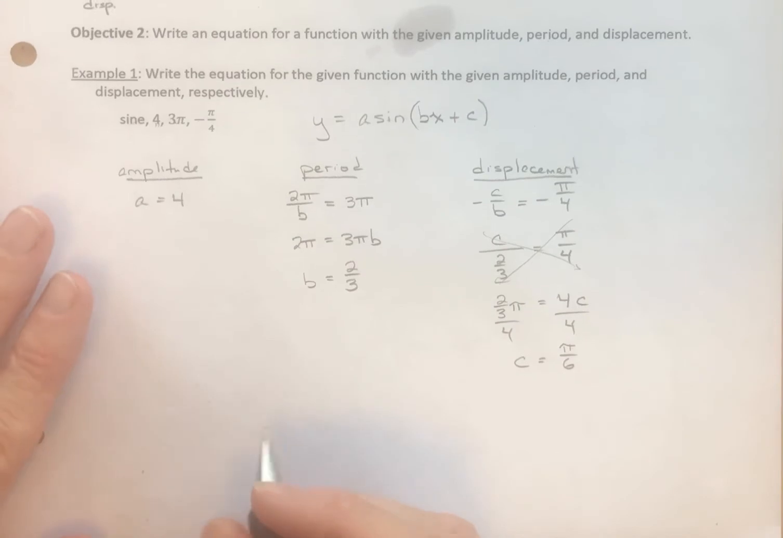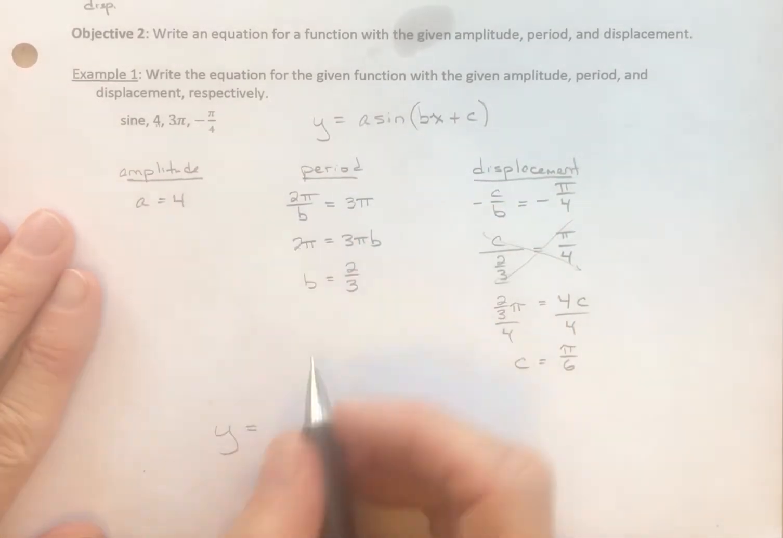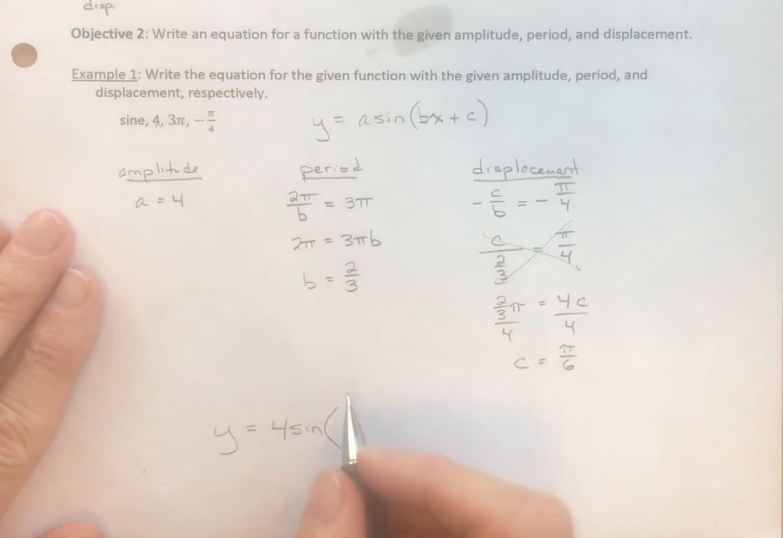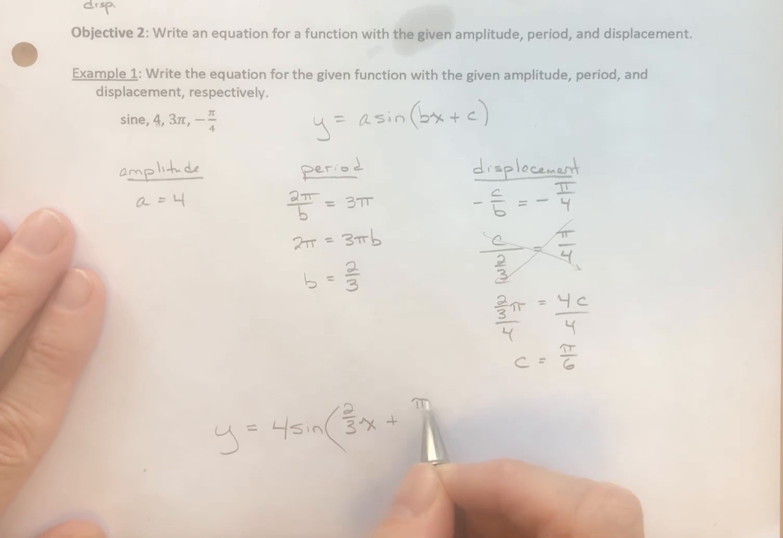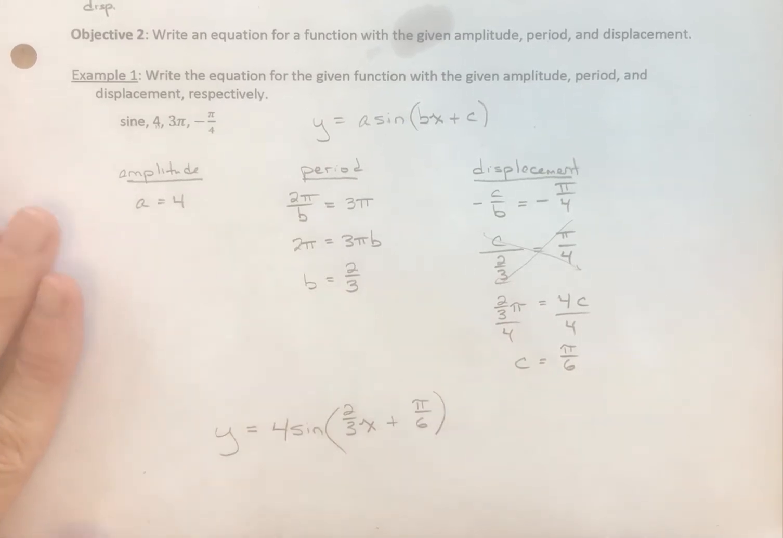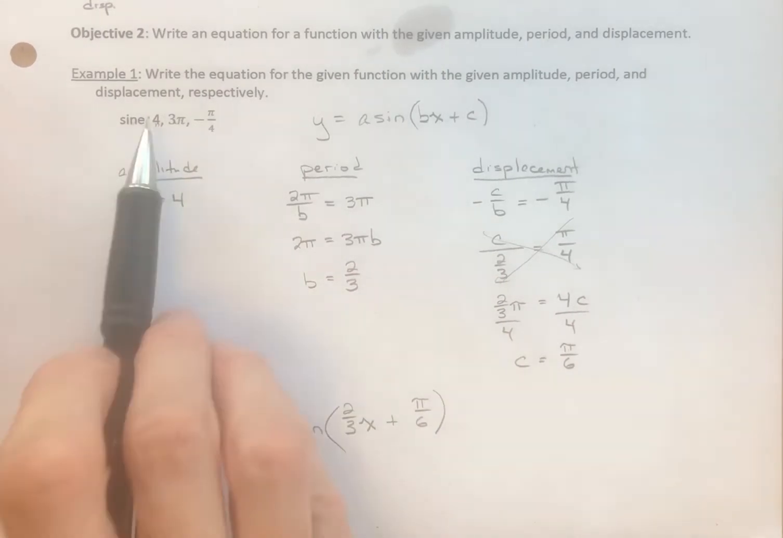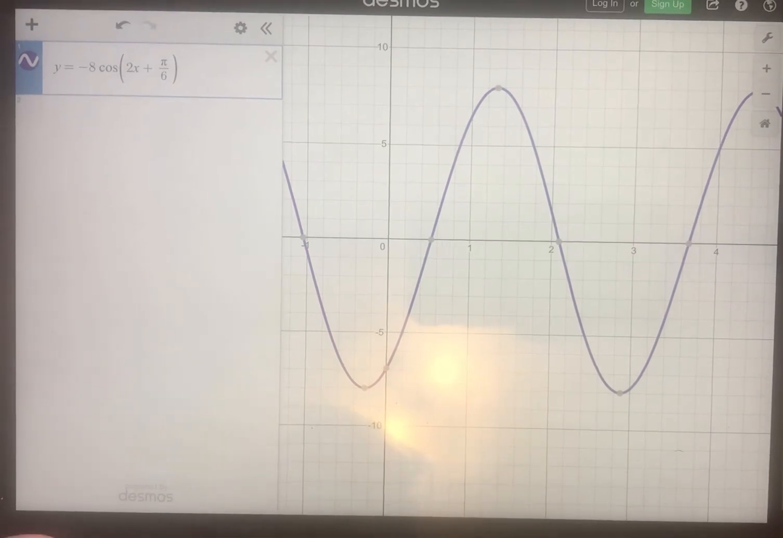Okay, so what's the equation? Y is equal to a, which is 4, times the sine of b, which is 2/3, times x. This is positive c, so plus pi over 6. That's the function that will meet this criteria right here. If we want to take a look at it in Desmos, we can take a look and get a couple of the things out of this without too much difficulty.